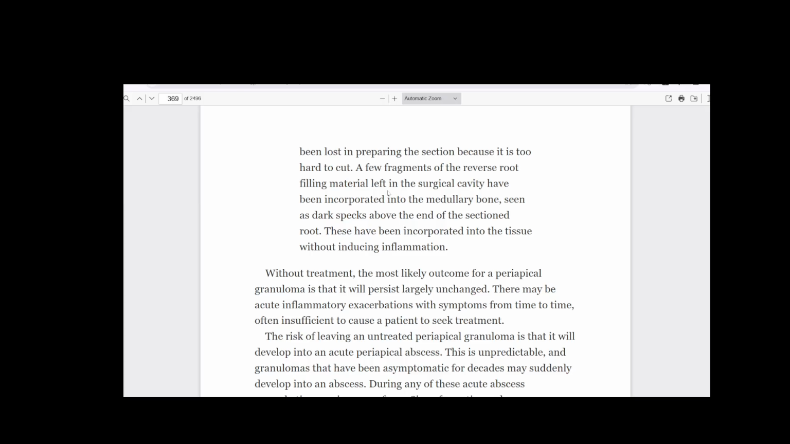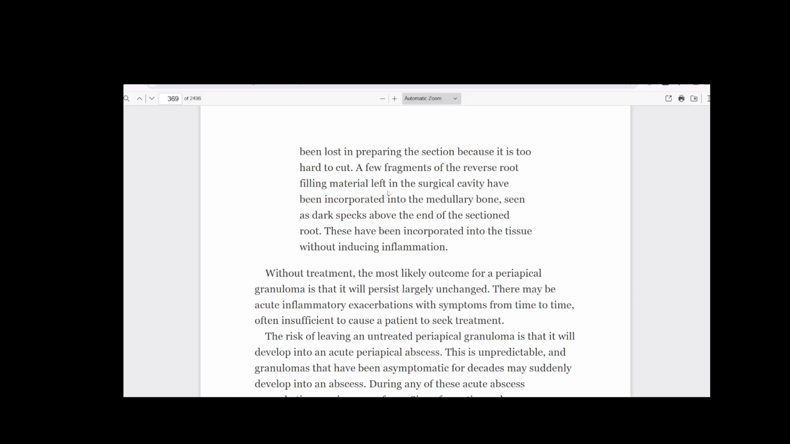Without treatment, the most likely outcome for a periapical granuloma is that it will persist largely unchanged. There may be acute inflammatory exacerbations with symptoms from time to time, often insufficient to cause a patient to seek treatment. The risk of leaving an untreated periapical granuloma is that it will develop into an acute periapical abscess. This is unpredictable, and granulomas that have been asymptomatic for decades may suddenly develop into an abscess.